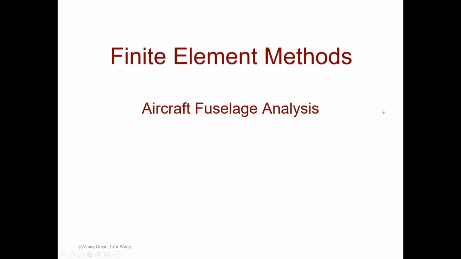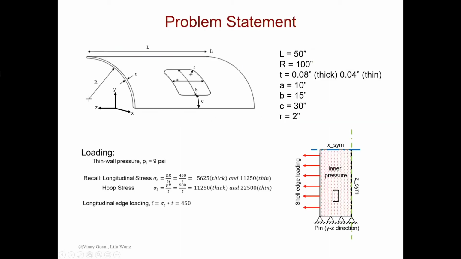So here's the problem statement. Assuming you have one segment of fuselage with a window in the middle. The length of the segment is 15 inches. The radius is 100 inches. For the thickness, we're going to compare two different thicknesses. One is 0.08 inches, the other is 0.04 inches, so one is 2 times thicker than the other.